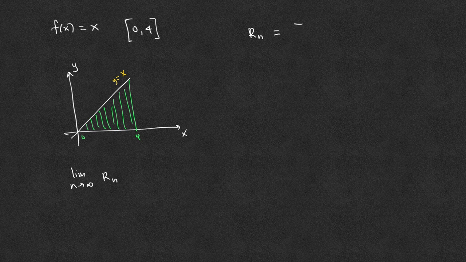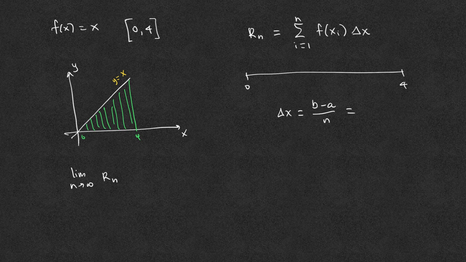By the definition, this is the sum as i goes from 1 to n of f of x sub i times delta x, where x sub i is the right endpoint of each subinterval. In this case, delta x, which is the width of each subinterval, is b minus a over n. b is 4, a is 0, and n is n. We would need to use infinitely many n. There is no finite number of n in this case because n needs to go to infinity, and we can't just plug in infinity. Delta x is therefore 4 over n.